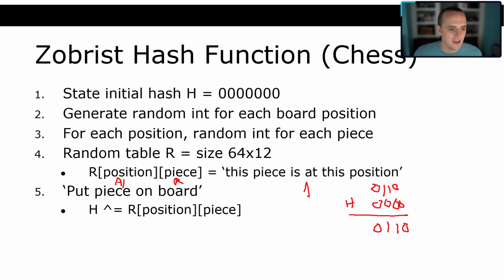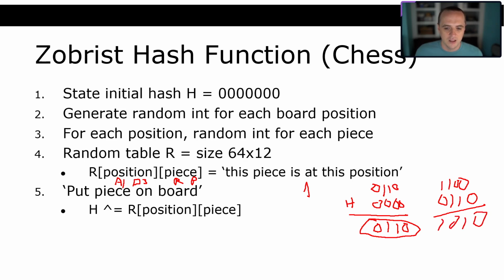Now, let's say we have a D3 pawn, and maybe that value is 1, 1, 0, 0, and we XOR that with the current state, which is 0, 1, 1, 0. We XOR those together to get 1, 0, 1, 0. Then the hash value 1, 0, 1, 0 means there is a rook in the bottom left square and there's a pawn at D3.